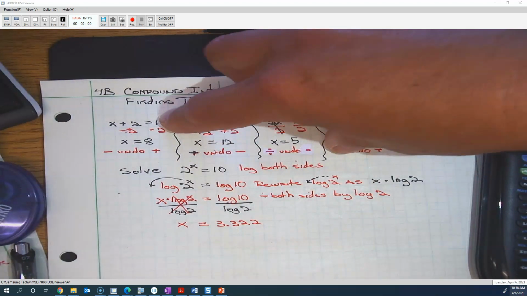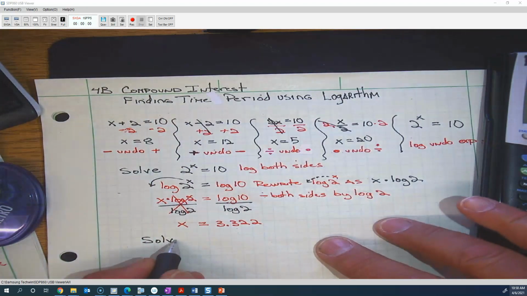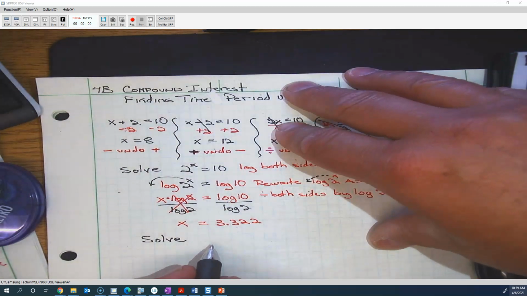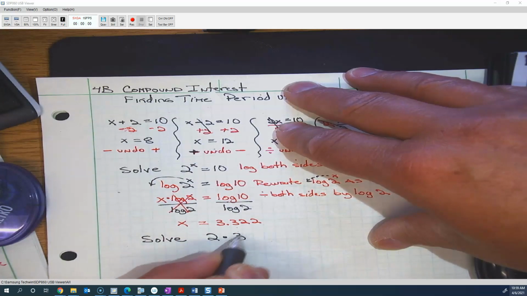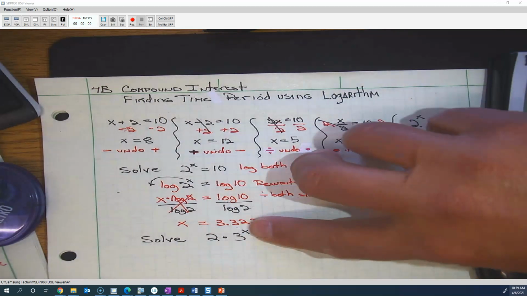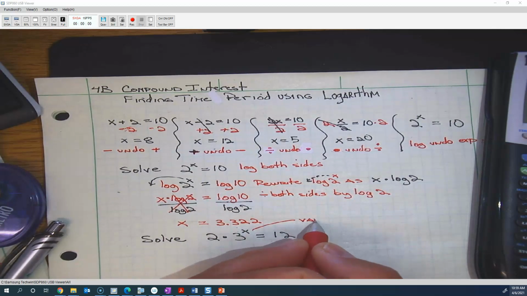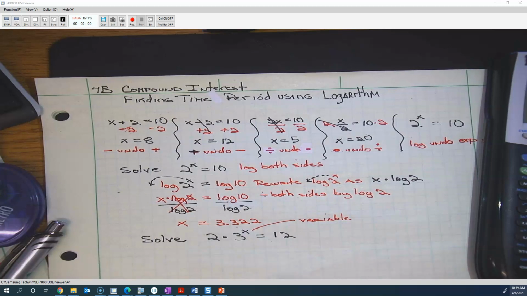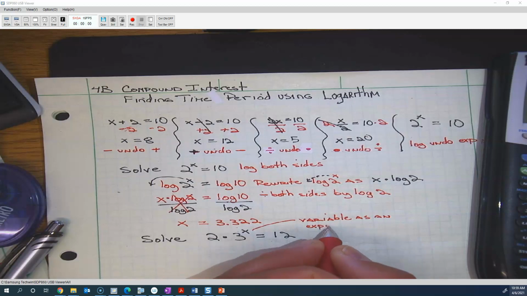Okay, let's try another one here. And then we'll do the ones that have to do with your class. All right, so let's go solve. And this time it's going to look like this. Let's do 2 times 3 to the x equals 12. So as soon as you see x in the exponent, you got a variable in the exponent, that's telling you you're going to use logs. Okay, this is how you know you're going to use logs.